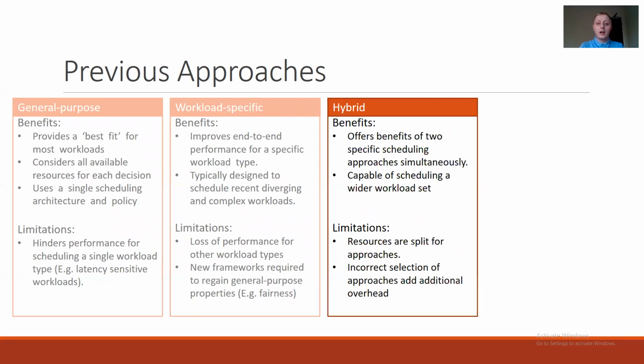The next, hybrid approaches, offer the benefit of two specific scheduling approaches simultaneously, as a way to offer the capability of scheduling a wider workload set with a higher level of performance than general-purpose approaches. However, with hybrid approaches, available resources may be lost as they are split up to simultaneously manage two scheduling approaches. In addition, incorrectly selecting an approach adds additional overhead to scheduling decisions.